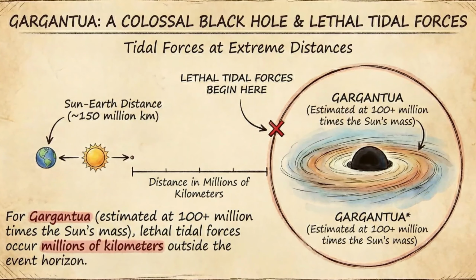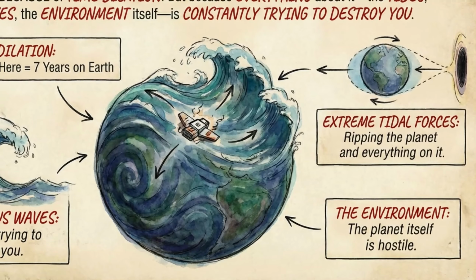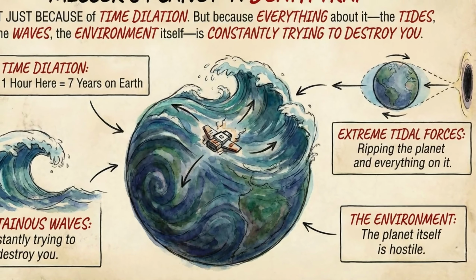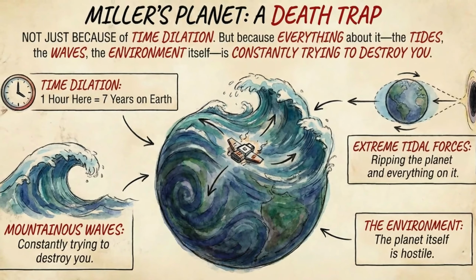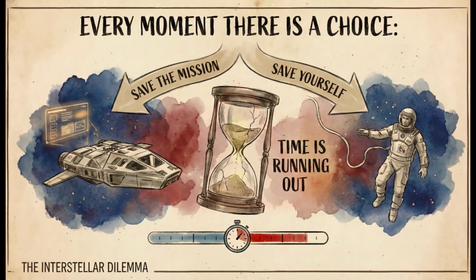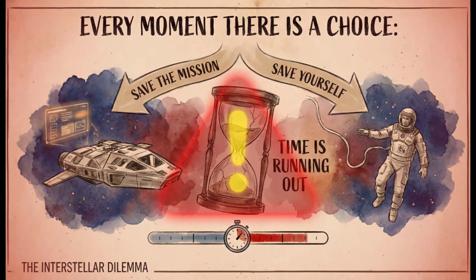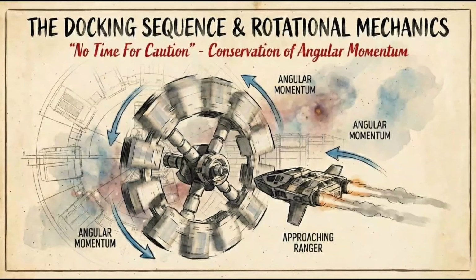It's why Miller's planet is a death trap, not just because of time dilation, but because everything about it, the tides, the waves, the environment itself, is constantly trying to destroy you. Every moment there is a choice: save the mission or save yourself, and time is running out.